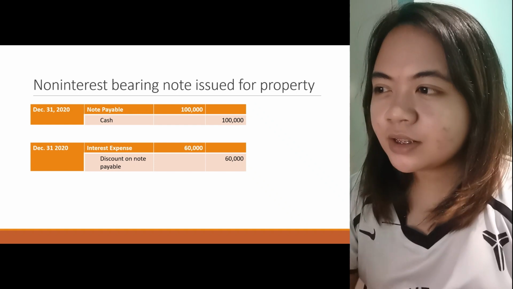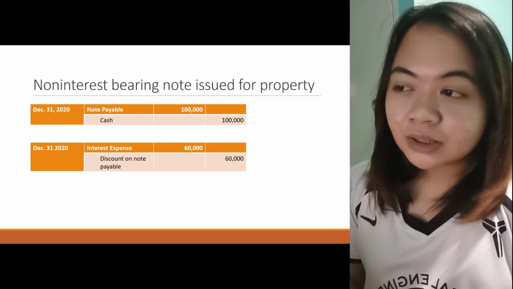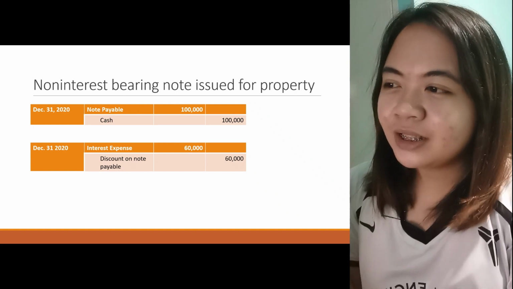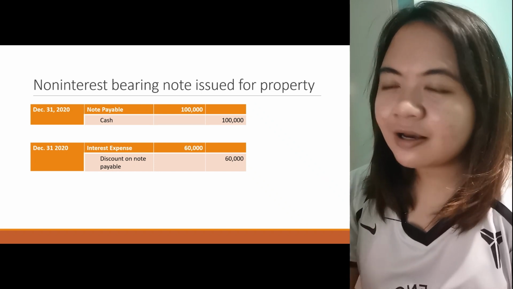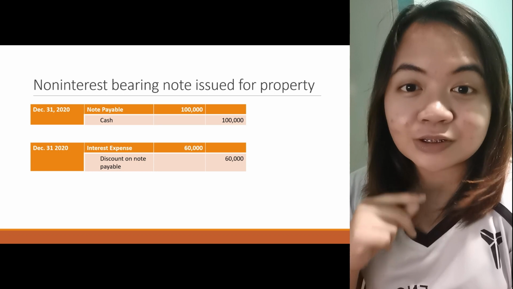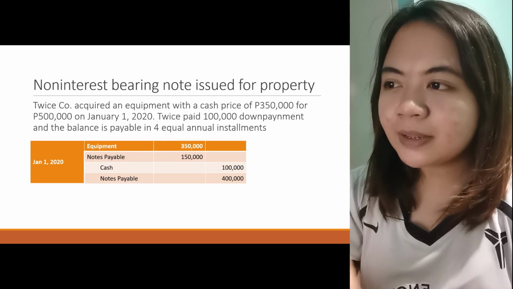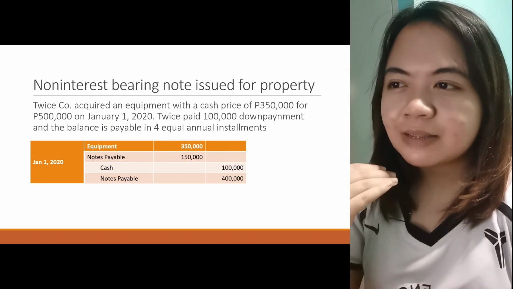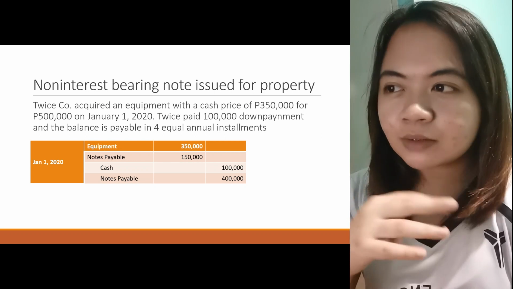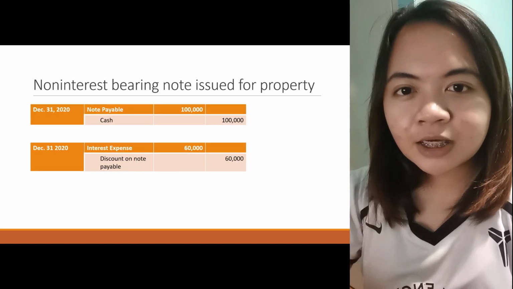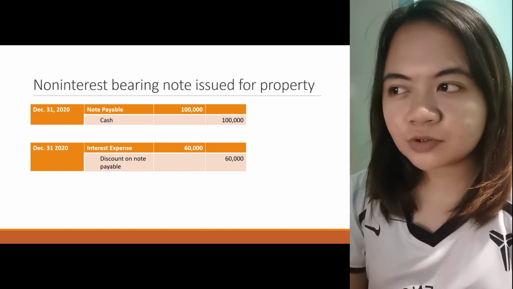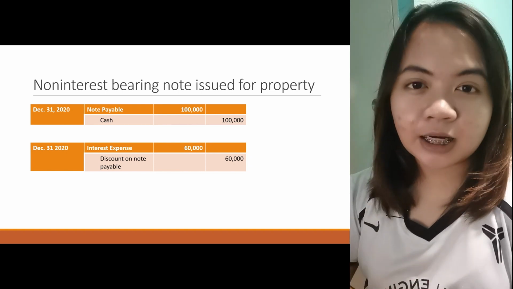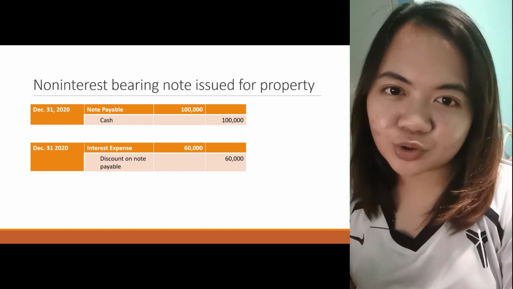Next, the remaining years, you have, yan o, ito mo. Yung discount on note payable, ina-amortize din siya. So, una muna, you have to recognize your payment of the installment. Kasi yung installment daw is 4 equal annual installments. Eh, magkano ba ang tira? 400,000 divided by 4 equal annual installments. You have, for every year, you need to pay 100,000. So, debit ka ng notes payable na 100,000, credit ka ng cash na 100,000 pag binayaran mo na yung installment.